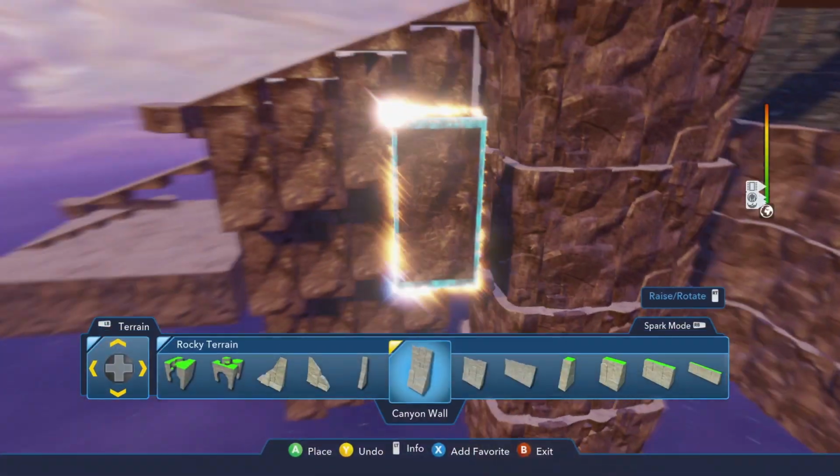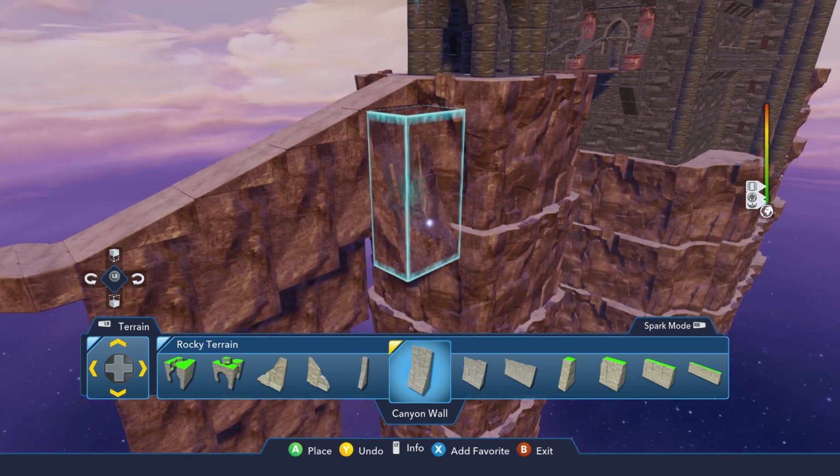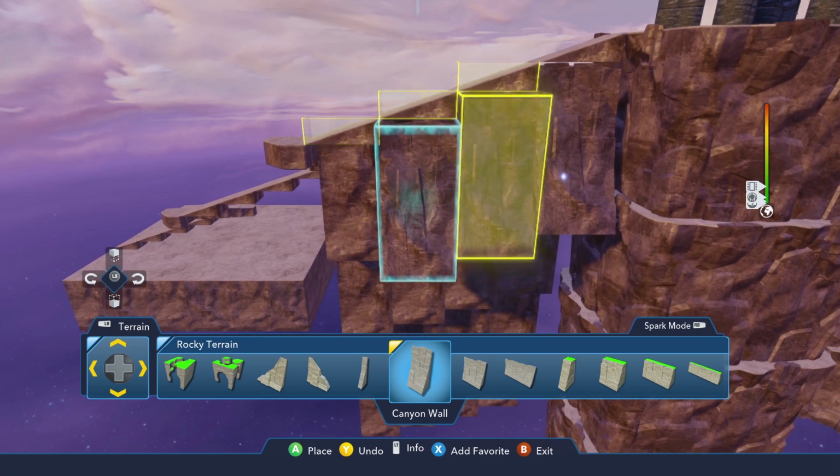And you're going to do this on both sides, but it's where the corners are that things get a little tricky, if you want to say tricky.